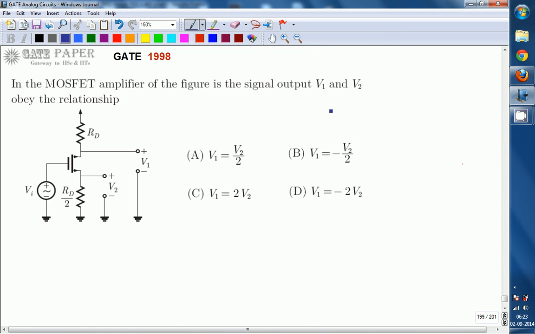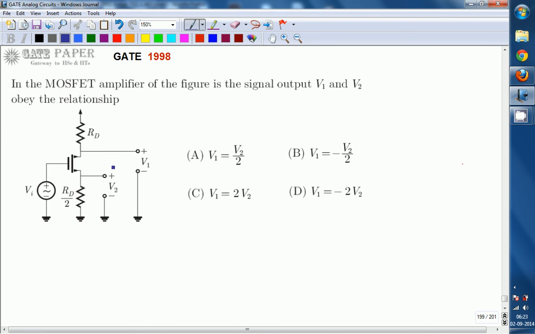Hello, we are discussing the GATE 1998 ECE paper, and this question is related to analog circuits. Look at the circuit diagram shown. It's a MOSFET amplifier. In the MOSFET amplifier shown, the signal outputs V1 and V2 obey a relationship between V1 and V2 that we are going to calculate.